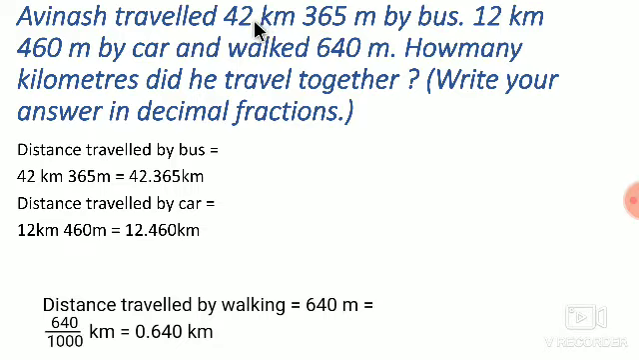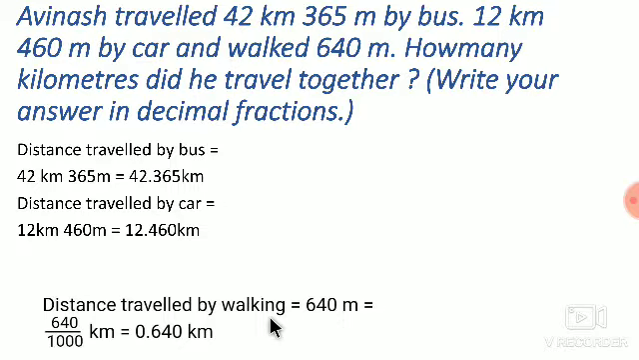Here the numbers are given in kilometers and meters. First we have to convert this into the decimal fraction. 42 kilometers. So kilometers you should write before the decimal point, like here 42 kilometer 365 meter is equal to 42 before the decimal point and 365 after the decimal point. And write here unit kilometer, not the meter. It is very important because we have converted this into kilometers. Distance traveled by car 12 kilometer 460 meter means 12.460 kilometer.